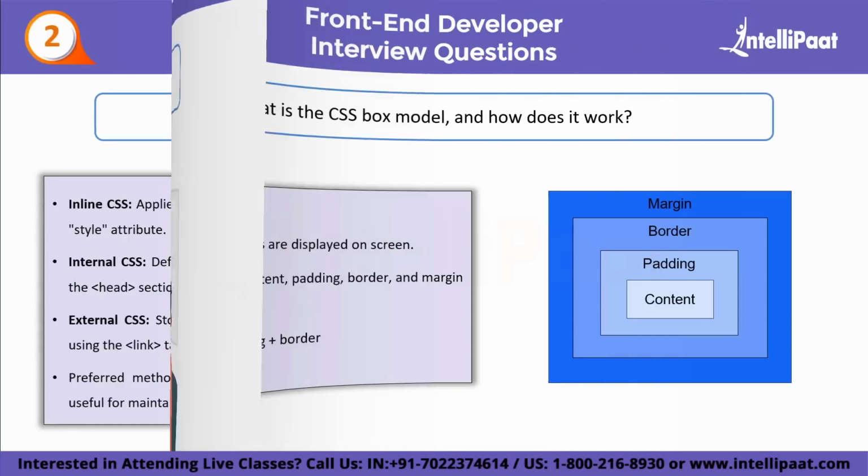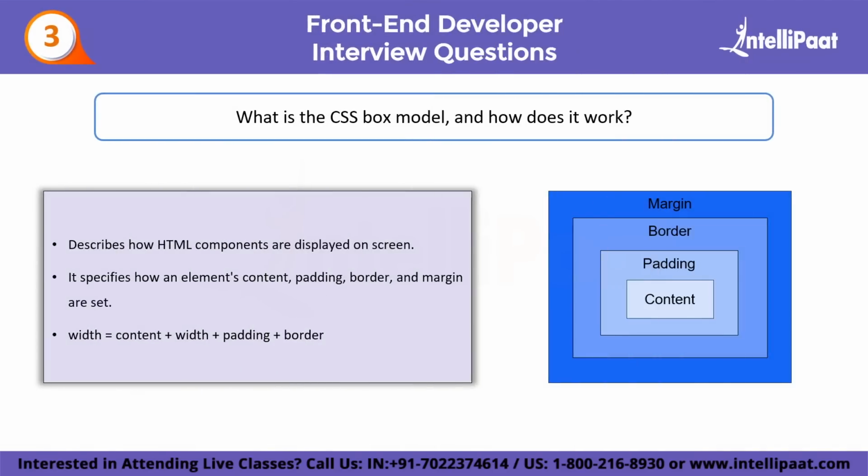Now our next question is, what is the CSS box model and how does it work? The answer to this question is, the CSS box model is a way web browsers understand and structure elements on a web page. It includes the content area, the padding, the border and the margin. Here, the content is the actual content of the box where text or images will appear. Padding is the space between the content and the border. This padding is like an internal cushion around the content.